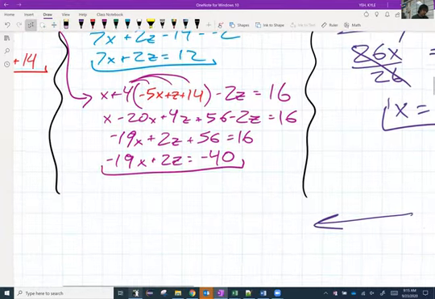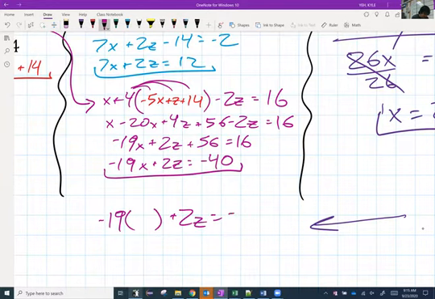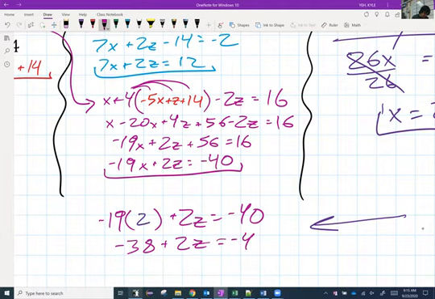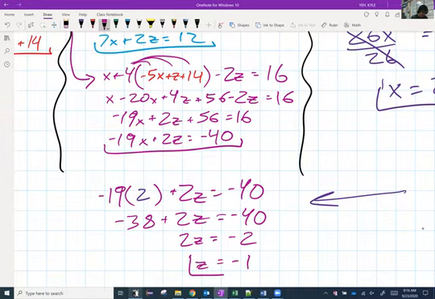So coming down here, I can plug that x value into either one of these two equations. I'll just do the bottom one because it's here. Negative 19x plus 2z equals negative 40. And x, we are saying, is 2. So that means negative 19 times 2, negative 38, plus 2z equals negative 40. Let's add 38 on both sides. So 2z then equals negative 2, because negative 40 plus 38.